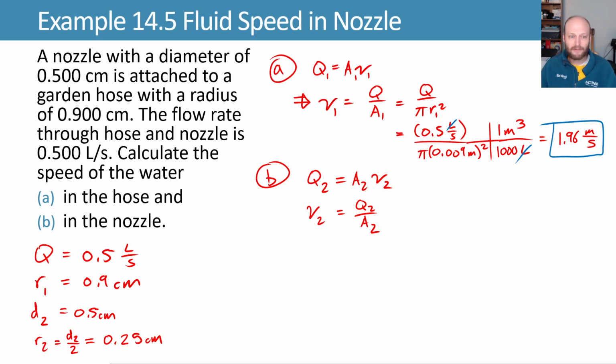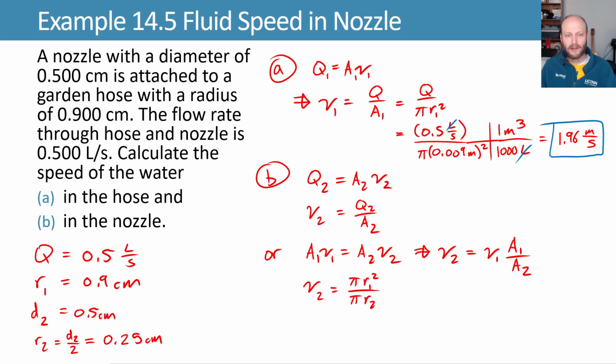Or if we want, we can use our continuity and say that A1V1 is equal to A2V2, assuming that we have constant density between these two. That lets us solve for V2 in terms of V1 and gives us V2 is equal to V1 times the ratio of their cross-sectional areas A1 over A2. Now we can say that my average linear speed of flow in the nozzle, V2, is equal to the ratio of their areas times V1.